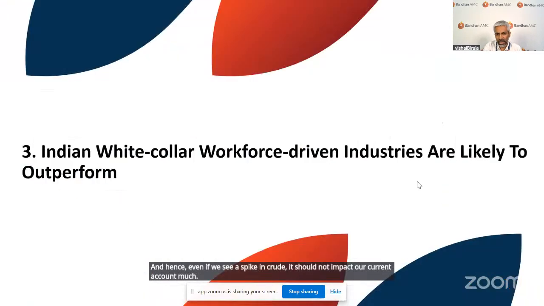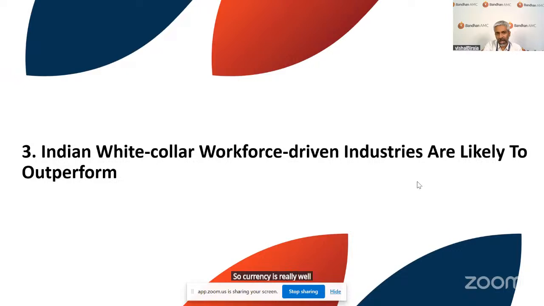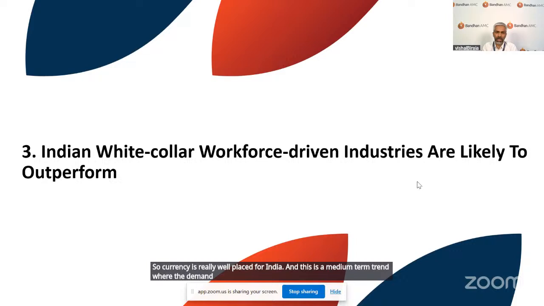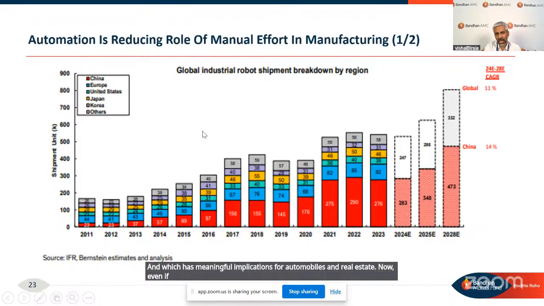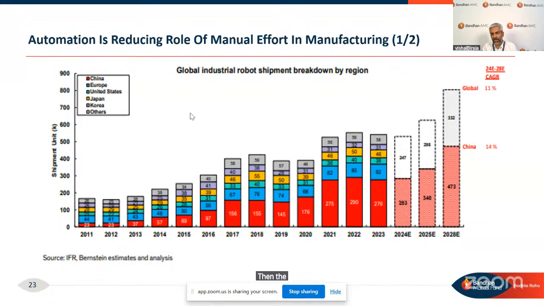So currency is really well placed for India, and this is the medium term trend where the demand for services will continue to remain high. The demand for high tech manufacturing even in India will continue to remain high, which has meaningful implications for automobiles and real estate. Now, the replacement of manual efforts with more usage of robots is primarily in China. If you exclude China, then the adoption of automation is not significant.